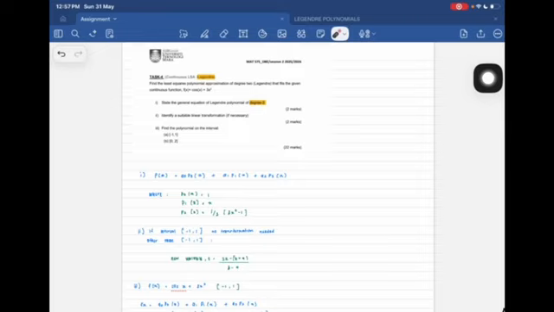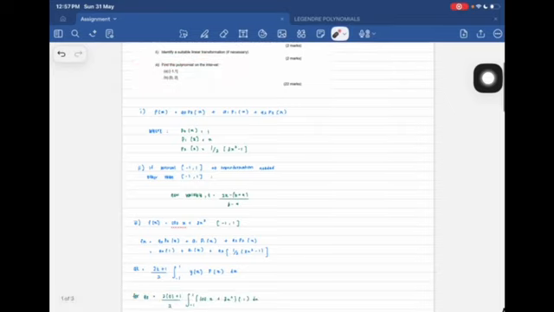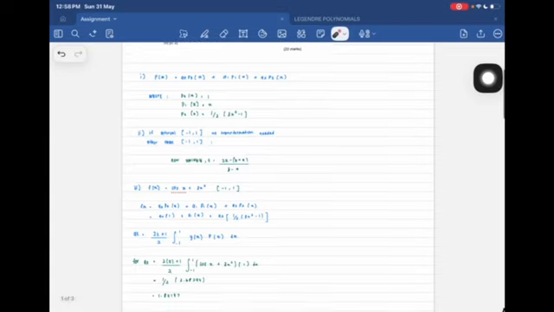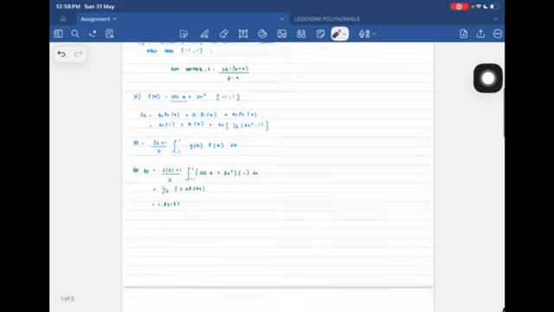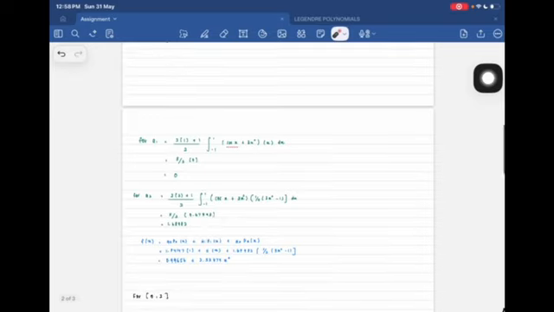Okay, next, if the interval needs linear transformation, identify. So if the interval is -1 to 1, no transformation needed. So find number 3. The interval is -1 to 1, so we use A0 P0 plus A1 P1(x) plus A2 P2(x). Then A_k, this is the formula. So find A0, find A1, we get 0, and find A2. And then combine all, then we get the answer for f(x).